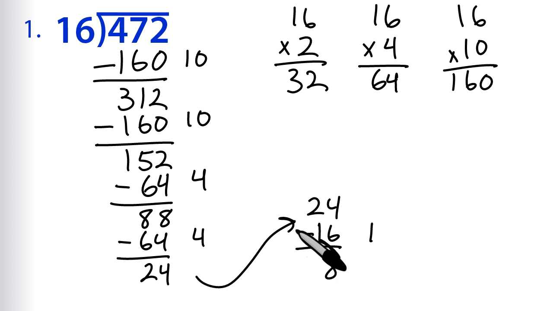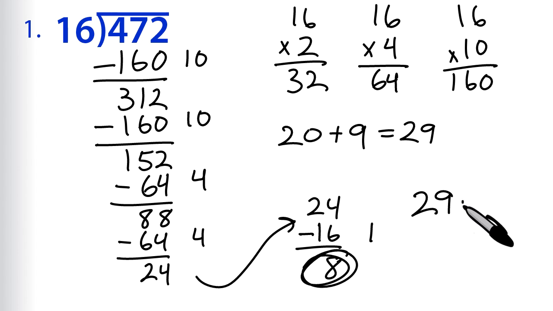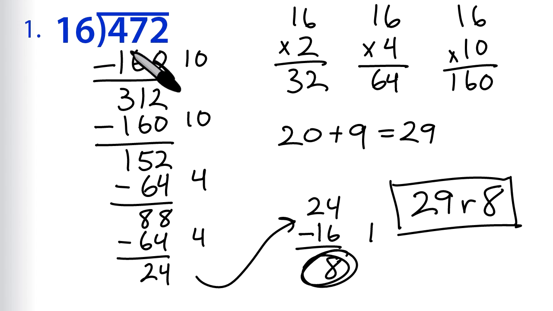So let's add all these up. So we have 10 plus 10, which is 20. So we have 20 plus, and then 4 plus 4 plus 1 is 9. So that equals 29. So our final answer is 29, but don't forget this right here, with a remainder of 8. So 472 divided by 16 is 29 with a remainder of 8. And remember, you might have taken different steps to get this, but as long as this is your final answer, then you got it right.